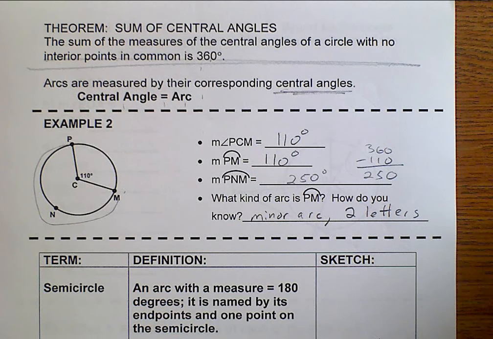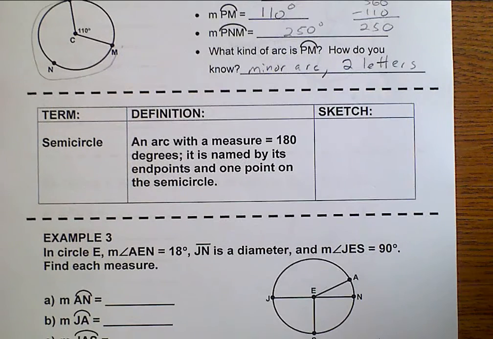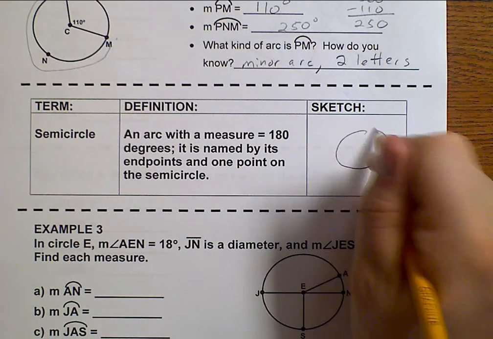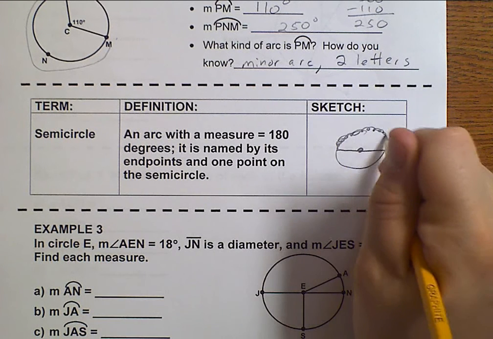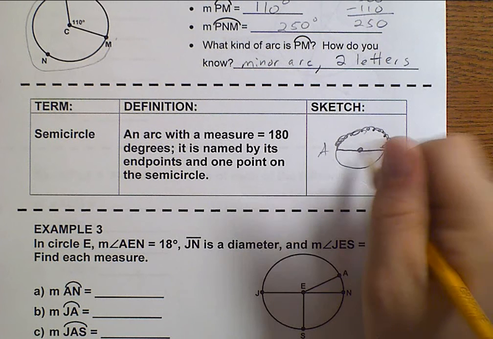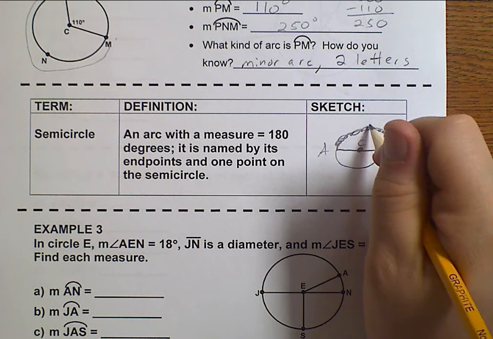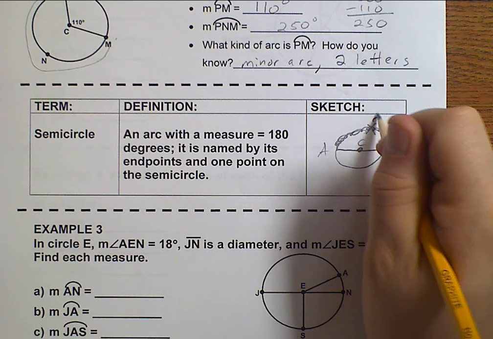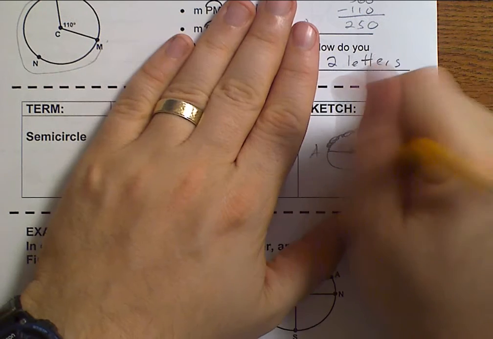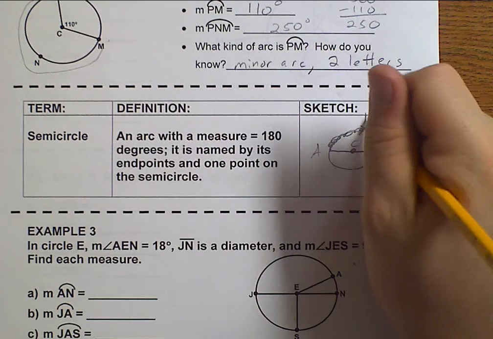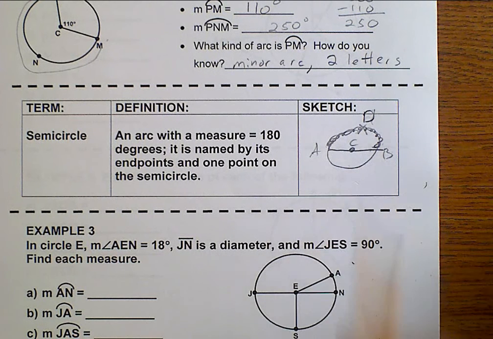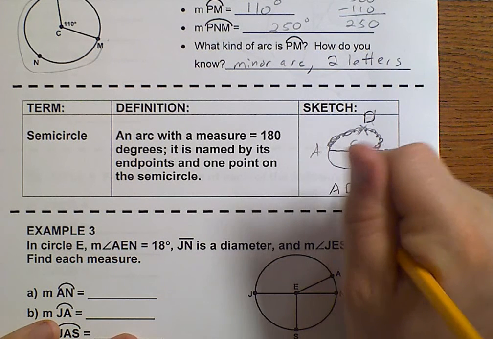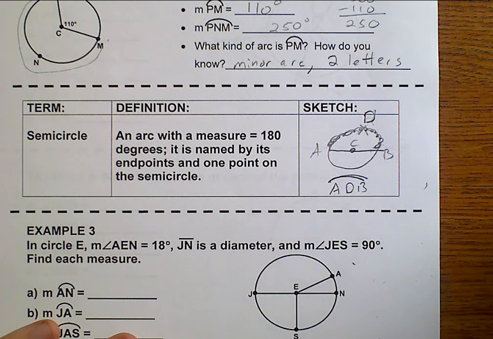Now, we also have something called a semicircle. Label these with capital letters. A semicircle is an arc whose measure is 180 degrees. And we name it just like we do a major arc. So semicircles are named the same as a major arc.